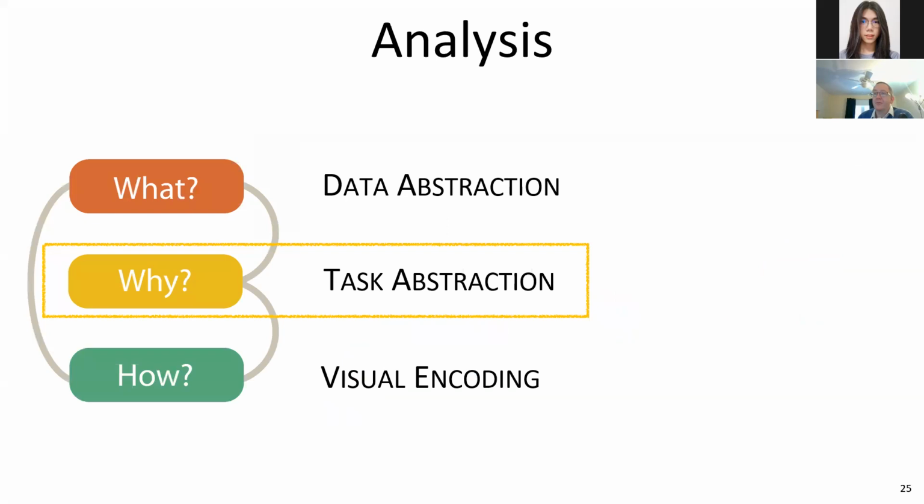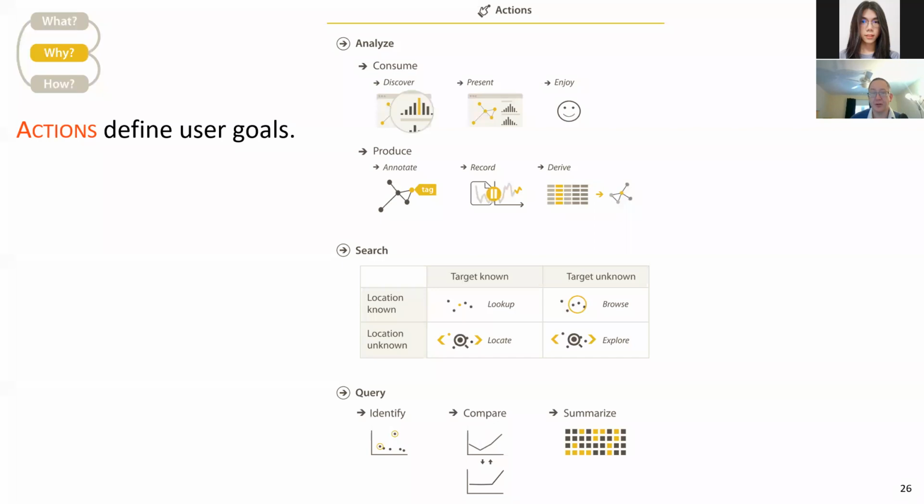So let's look at some task abstraction. Your actions define user goals. The user is trying to do something, so your job is to figure out what that person is trying to do and why they're trying to do it. This is actually where most of my research comes in. I was in a very specific part of this domain set. But from a high level standpoint, we have two different things for our high level task. We can consume or we can produce.